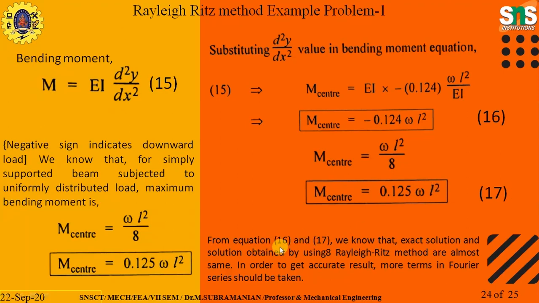So from equation number 16 and 17, we know that the exact solution and the solution obtained by using the Rayleigh Ritz method are almost the same. In order to get an accurate result, more terms in the Fourier series should be taken.